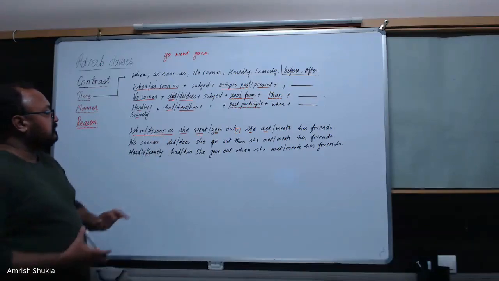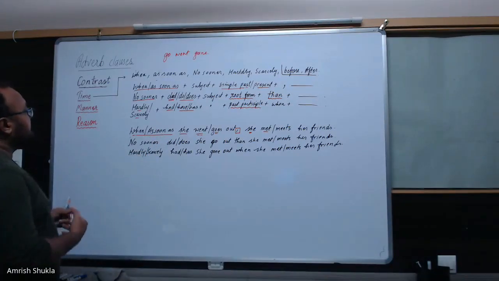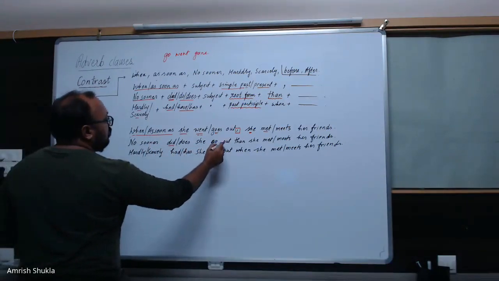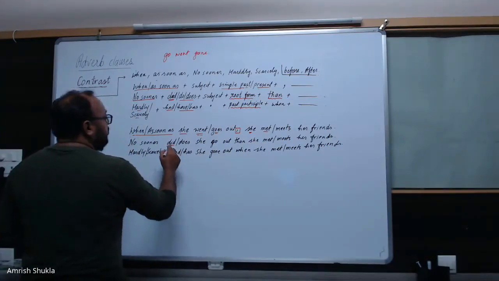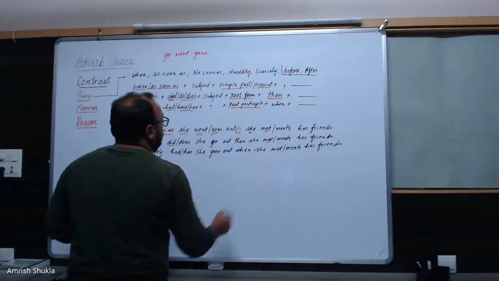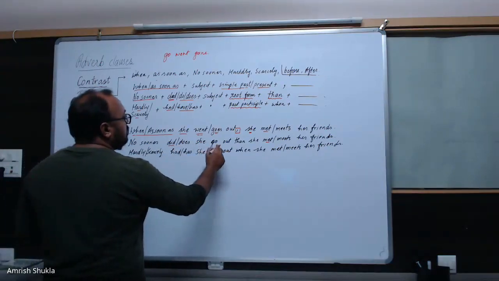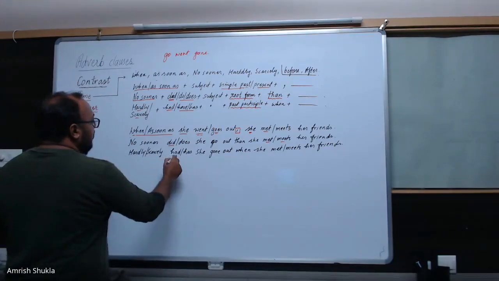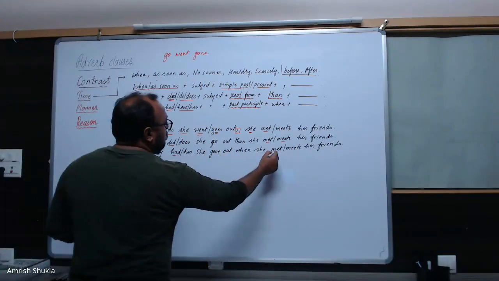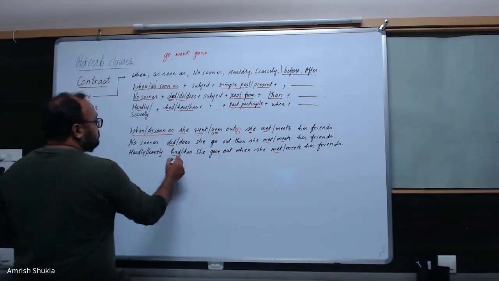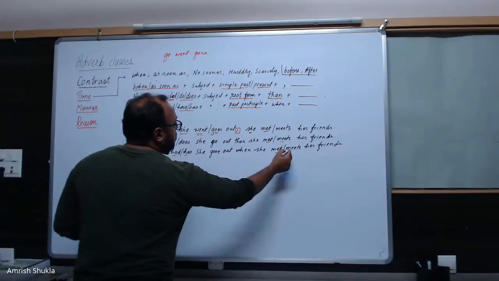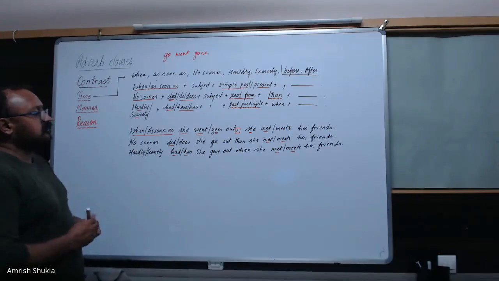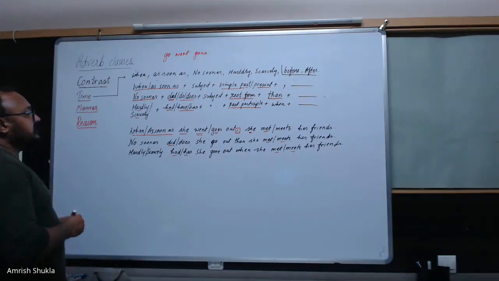Now you can revise the rule that no sooner is followed by did. No sooner did she go out than she met her friends. No sooner does she go out than she meets her friends. Hardly or scarcely had she gone out when she met her friends. Hardly or scarcely has she gone out when she meets her friends. Present tense will go, that is the order in which I have written. Okay? Let us write one other sentence.